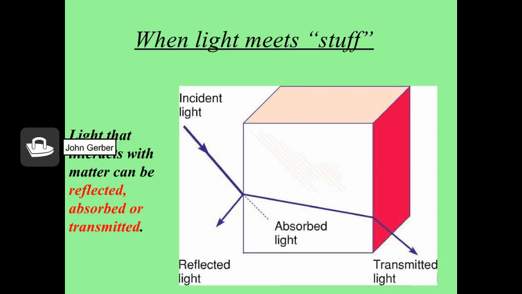When light is reflected off something, we can see it. When it's absorbed, it turns into another form of energy, often heat, or in the case of plants, it turns into a chemical energy, sugar, through photosynthesis. Light can also be transmitted through an object, in which case it is generally bent.